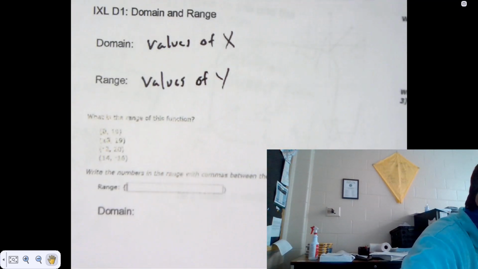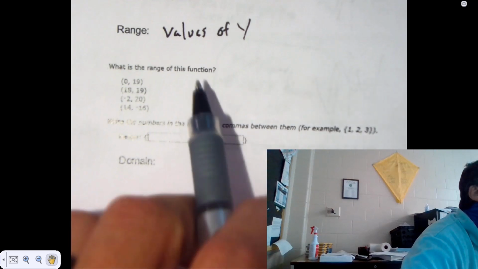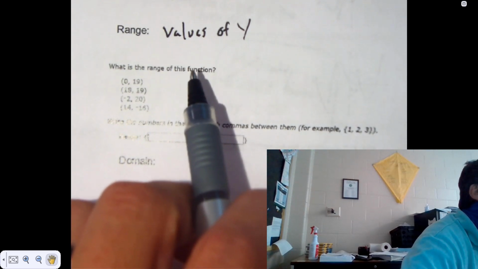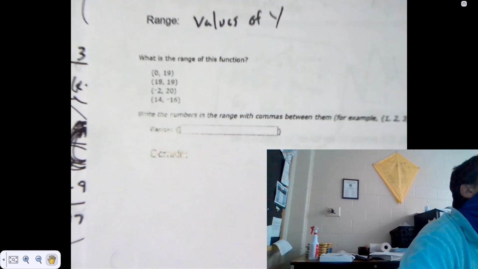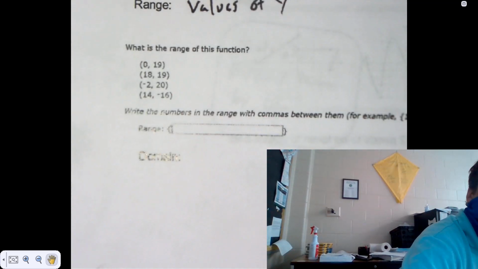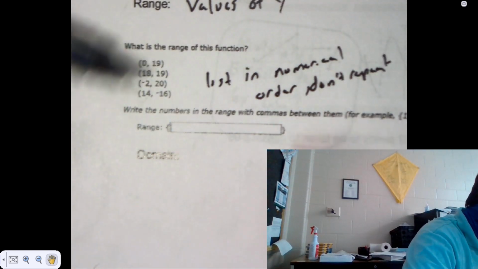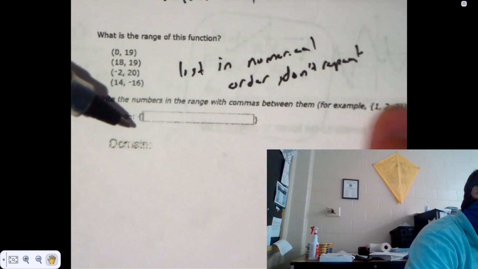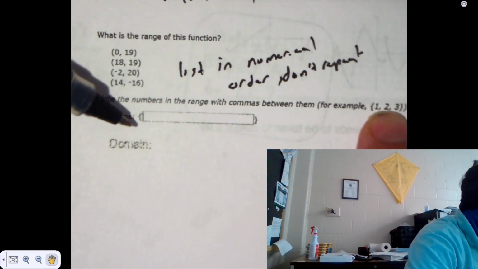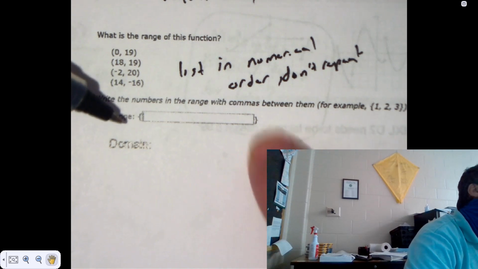So most of D1 is easy stuff like this. What is the range of this function? You don't need to say 19 twice. You should also list in numerical order, and don't repeat. On IXL, they've already got these brackets here for you. The example says bracket 1, 2, 3, numerical order, so you don't have to worry about the brackets.